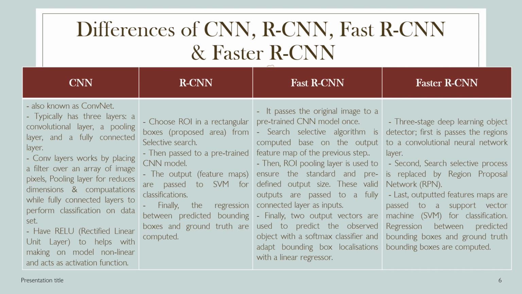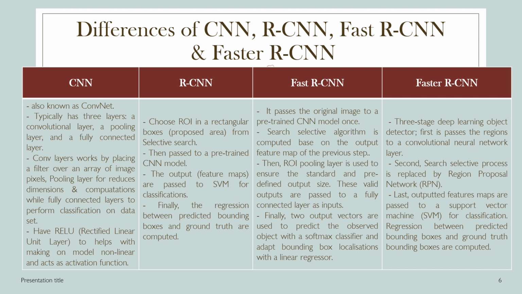For Fast RCNN, it passes the original image to a pre-trained CNN model once, then the selective search algorithm is computed based on the output feature map of the previous step. Then an ROI pooling layer is used to ensure a standard and predefined output size. These valid outputs are passed to a fully connected layer as inputs. Finally, two output vectors are used to predict the observed object with a softmax classifier and bounding box localization with a linear regression.